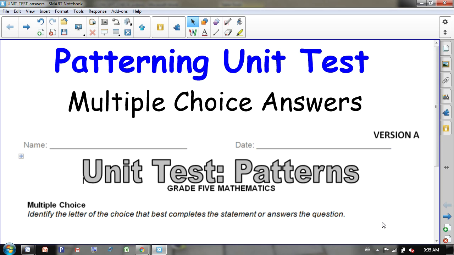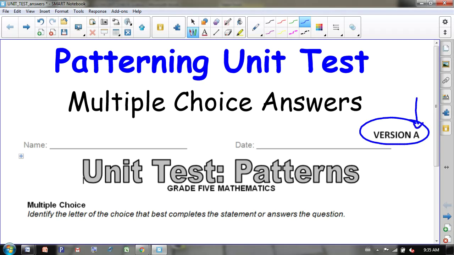Okay, so we're going to get started. This is a screencast of the multiple choice section of the patterning unit test. The first thing you want to be conscious of is which version your test is. Students either wrote versions A or B, so as you're correcting, make sure that you're correcting the correct version. The version number will be listed at the top of the front page of the test.